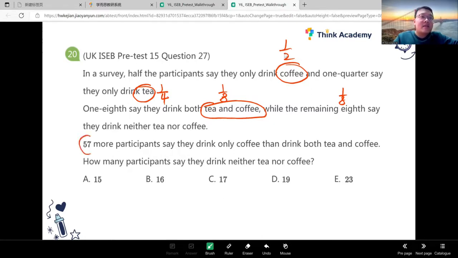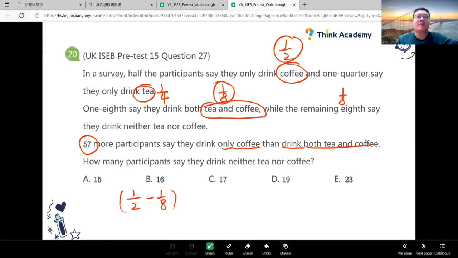So it says 57 more participants say they drink only coffee than drink both tea and coffee. So only coffee will be a half, right? And we know that both tea and coffee will be 1/8. So what is the difference of the fraction? That's going to be 1/2 take away 1/8. And that gives us 57 participants. So how many participants do we have in total? You have to use 57 divided by the corresponding fraction.